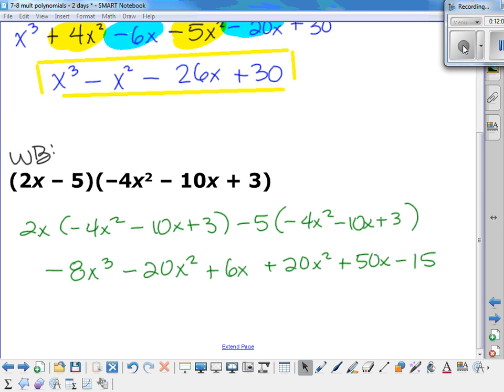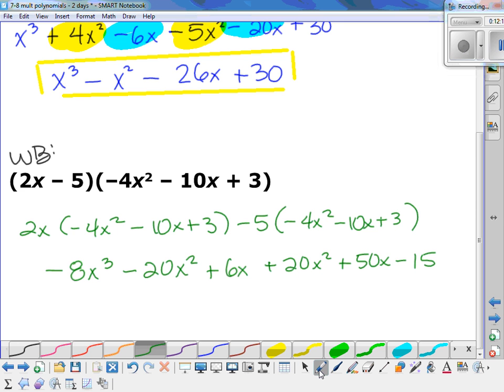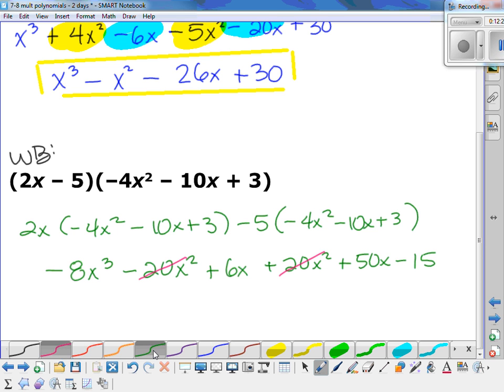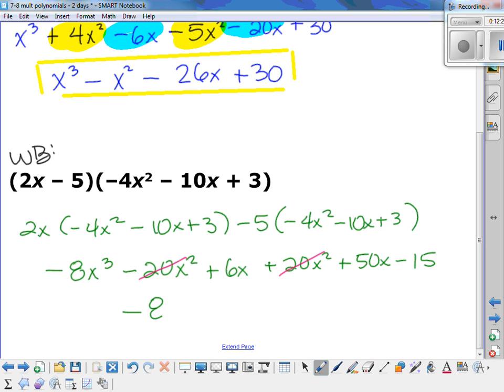Okay, so when you distributed, the first time you should have got negative 8x cubed minus 20x squared plus 6x plus 20x squared plus 50x minus 15. And what I notice is that I have a negative 20x squared and a positive 20x squared, so those cancel out. So you're left with negative 8x cubed, and then you combine your plus 6x and your plus 50x to get plus 56x, and then you just have the minus 15.